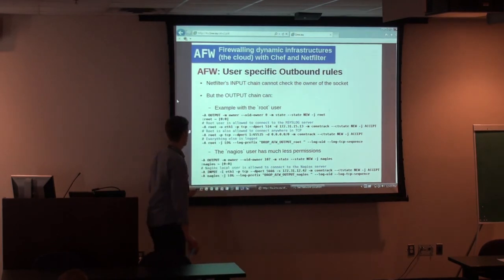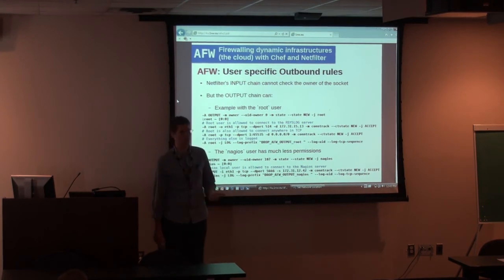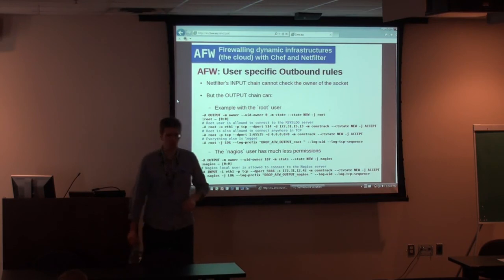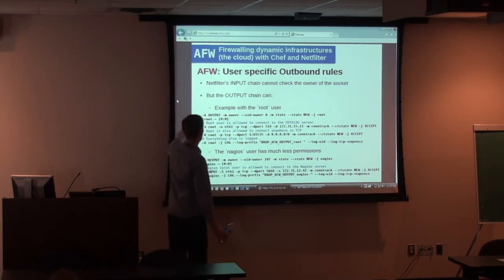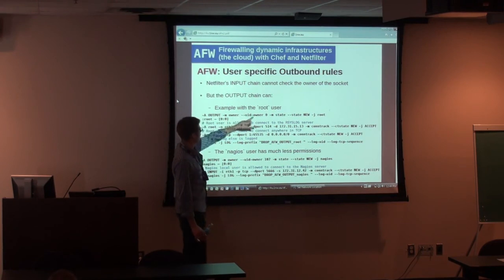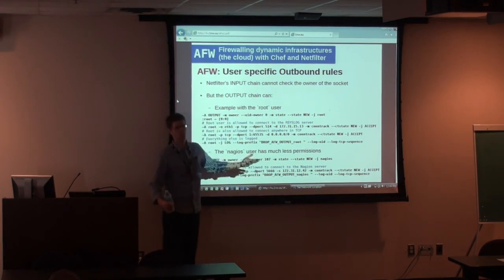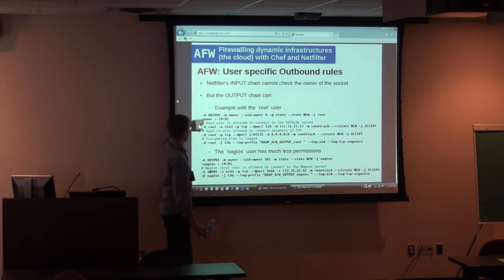With Chef, since everything is dynamic, you can just define the rules, generic rules, and let them populate themselves. And then the firewall will check the syntax and say, hey, you want the root user to be allowed to connect to the rsyslog server. That's great. All right. So I'm going to create a rule that says, if the owner of the socket is UID 0, root, then send it to the root chain. And then inside the root chain, you have a list of rules that are allowed for root only.